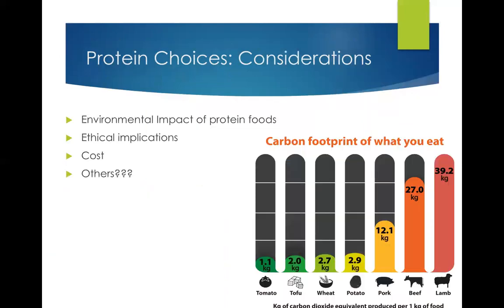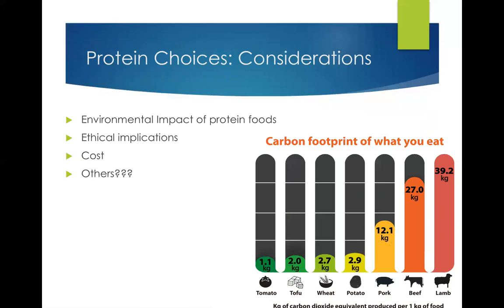What to consider when you are choosing protein. There are many, many considerations that you might want to use to decide what you're going to eat. Here I have a picture of carbon footprint, and this represents greenhouse gas emissions produced by growing, rearing, farming, transporting, storing, cooking, and disposing of the food you eat. So it really can be compared to the exhaust from your car or how many miles of car you've driven.